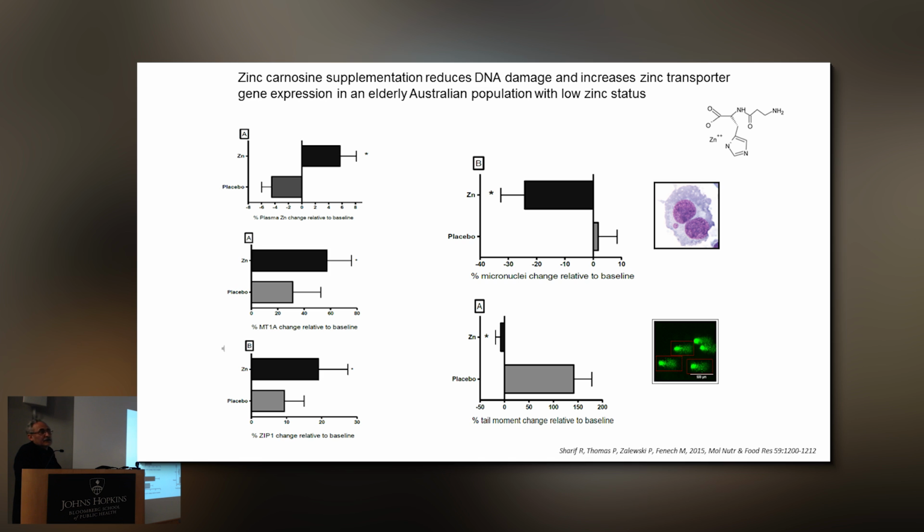Zinc carnosine was originally developed to treat barrier function in the gut. So it may have applications not only for improving DNA damage rates, but also for ameliorating barrier function in the gut. And barrier function in the gut itself may be contributing to the DNA damage if there is leakage of toxins from the gut.